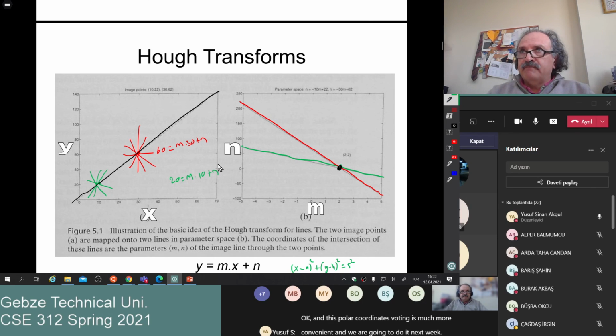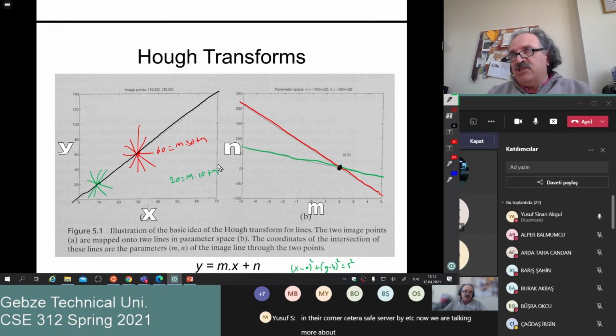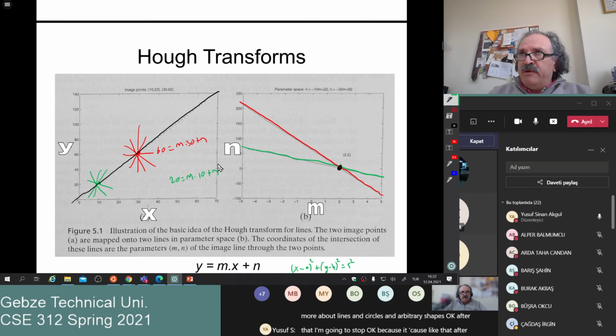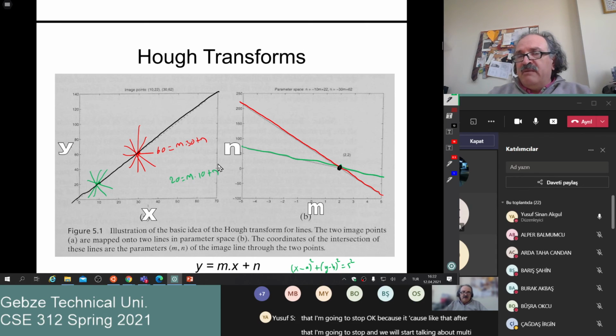Okay, are there any questions? Remember what we are trying to do. We detected edges, and then edges are primitive, then corners are more complicated, then corners with descriptors and scale-sensitive corners, etc., SIFT, SURF, ORB, etc. Now we are talking more about using the edge detection results. We are talking more about lines and circles and arbitrary shapes. After that I am going to stop and we will start talking about multi-view geometry of the camera system, more than one camera.